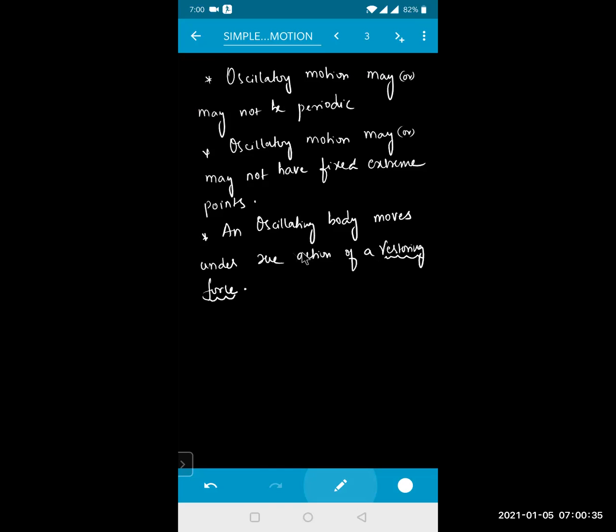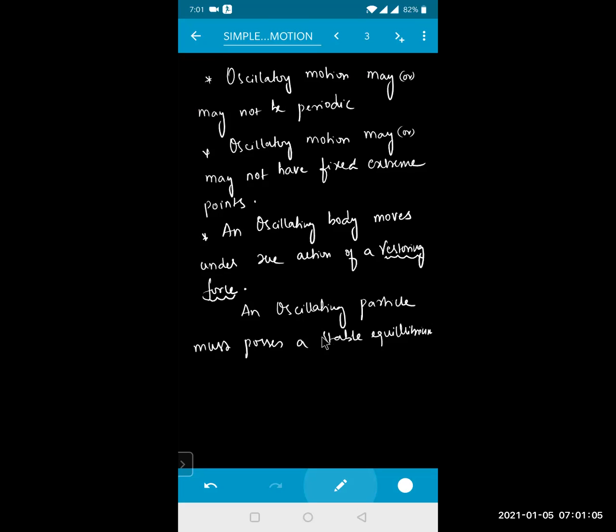That force is also called as what? Restoring force. An oscillating body moves under the action of what, beta? Restoring force. So I can say that an oscillating particle must possess a stable equilibrium. What do you mean by that one?